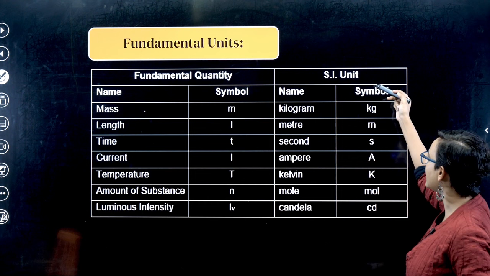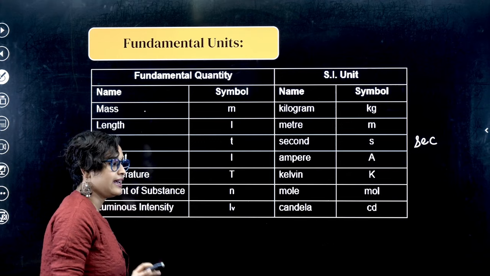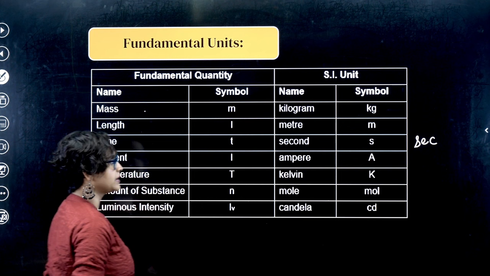By the way, SEC is something that a lot of students write. Please know that's not the symbol. The symbol is only small s, okay? That's it. Yes, then comes current. Current is capital I. SI unit is ampere. Symbol of SI unit is capital A, okay?